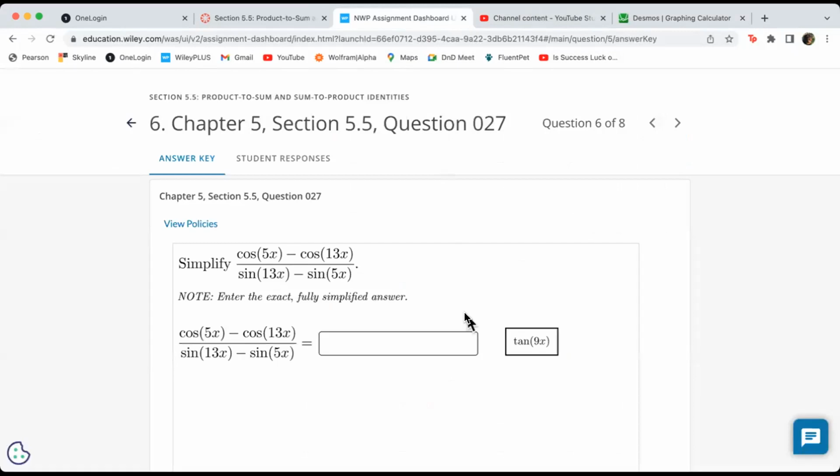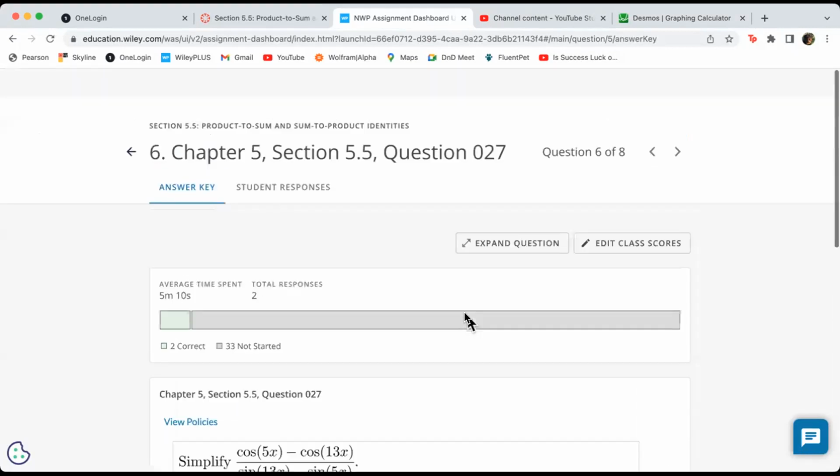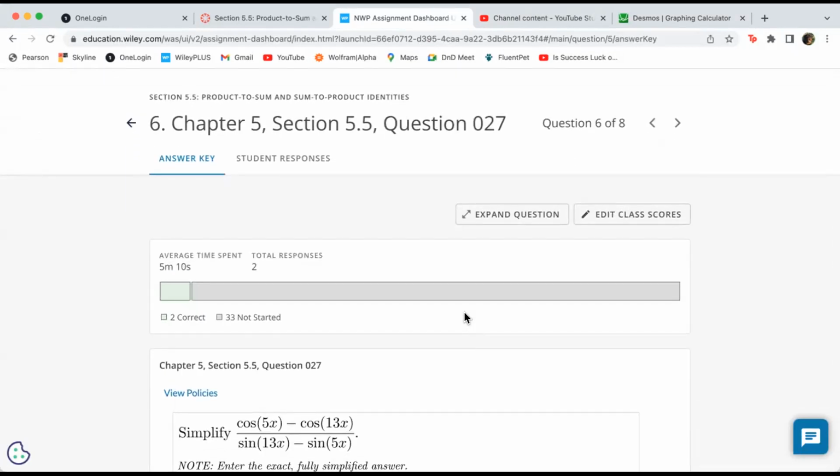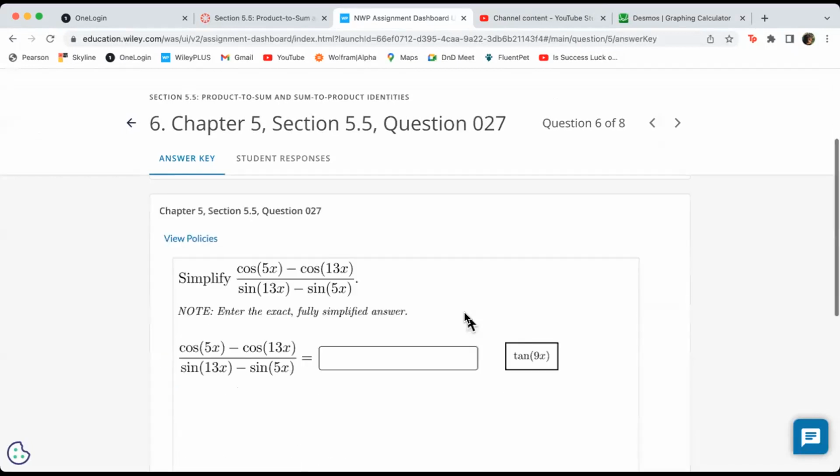Now that we got that in mind, it says enter the exact fully simplified answer, as if fully simplified means something, but that's beside the point. And we can see that based on looking at the answer that we're going to get something. This is not one of those 8-part problems, is it? No, it's not. So what we need here is a sum to product and product to sum identity.